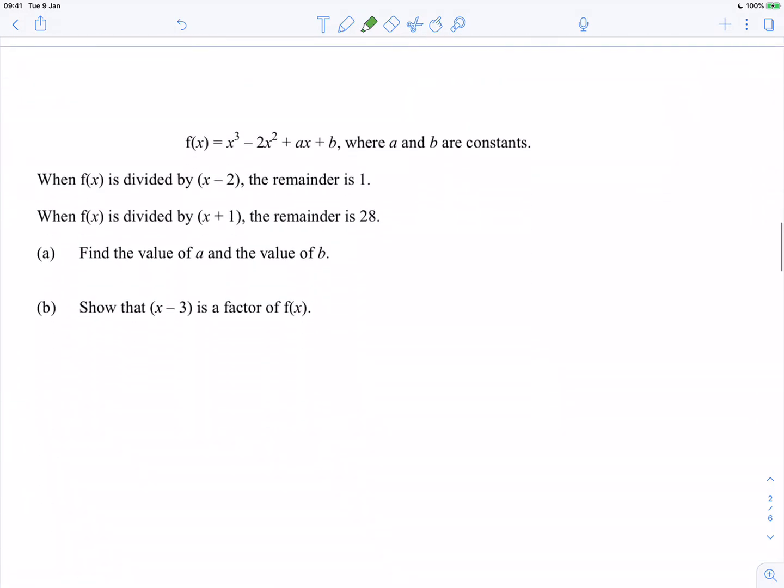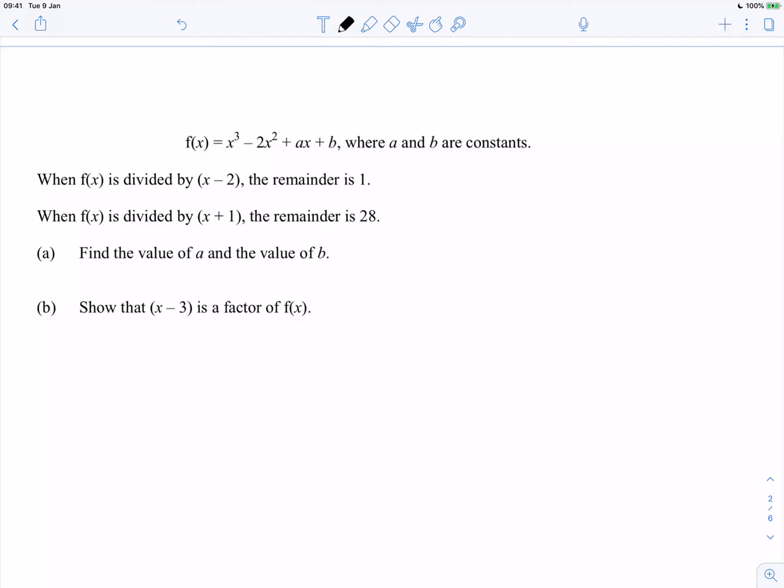Okay, right, again, pause the video, give yourself a shot at doing this. Should be getting the hang of them by now. Okay, when f of x is divided by x minus 2, the remainder is 1. When f of x is divided by x plus 1, the remainder is 28.